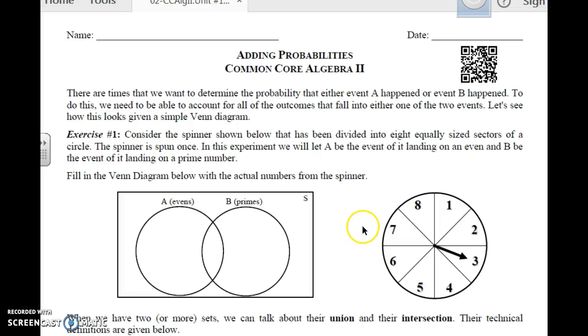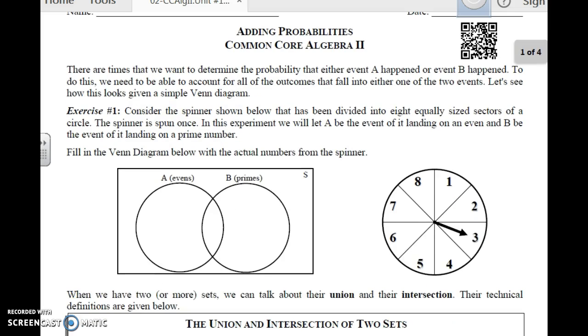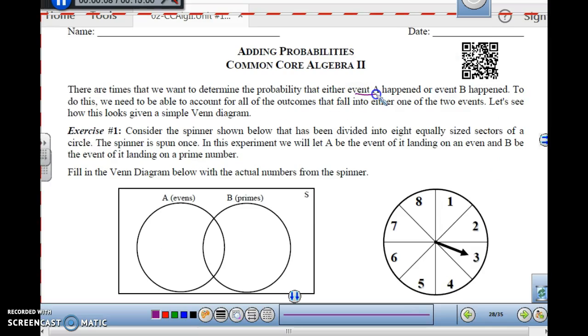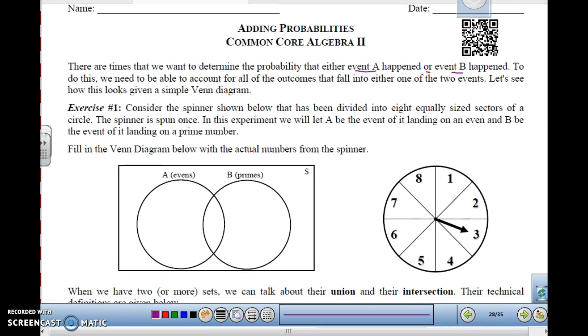This is Algebra 2, Unit 12, Lesson 3 on adding probabilities. Now, there are times that we want to determine the probability that either event A happened or event B happened. So to do this, we need to be able to account for all the outcomes that fall into either one of the two events. So let's see how this looks in a simple Venn diagram.